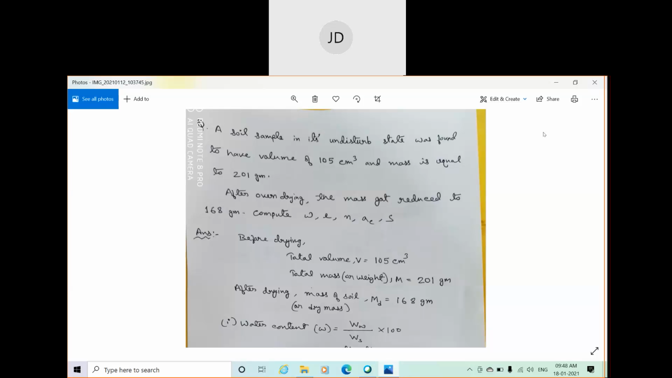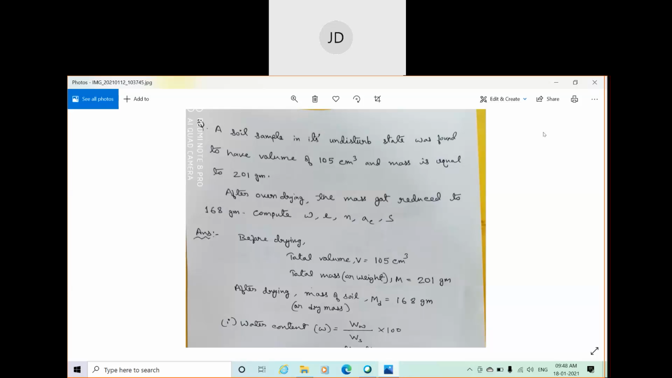That means before oven drying, the mass of the soil is 201 g. After oven drying, the mass is reduced to 168 g. Now, with this information, you need to find out w, e, n, AC, and capital S. I guess you remember these symbols.